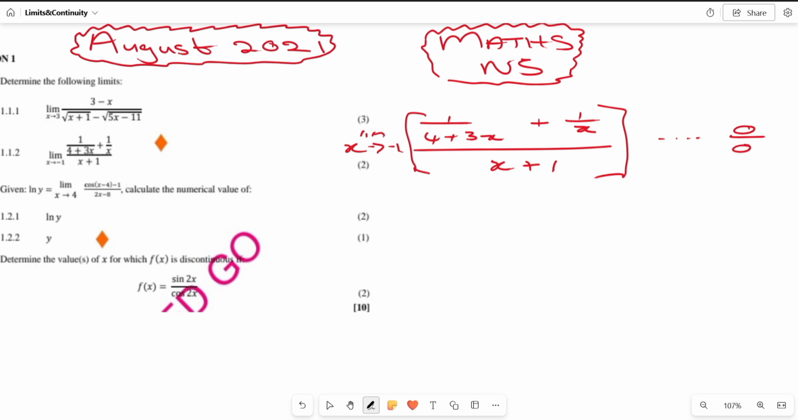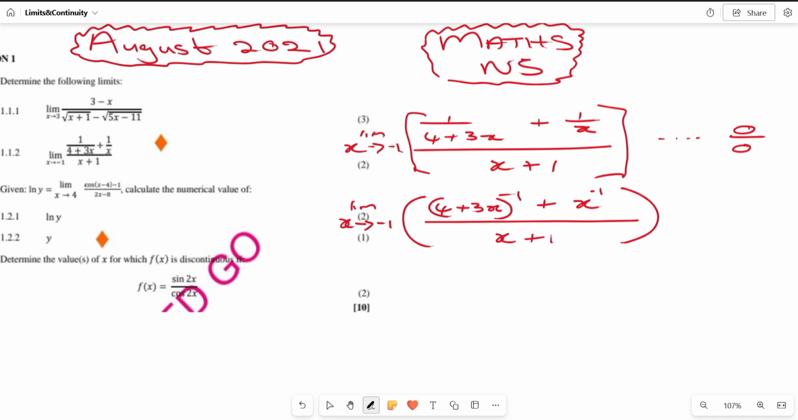So we need to find the derivative of each. How do we do so? The first thing is to write everything in exponential form, everything that we can. So lim x approaches minus 1, we will have 4 plus 3x, but this is now to the minus 1, plus x to the minus 1. Like that. And we divide this by x plus 1. We haven't done anything yet.